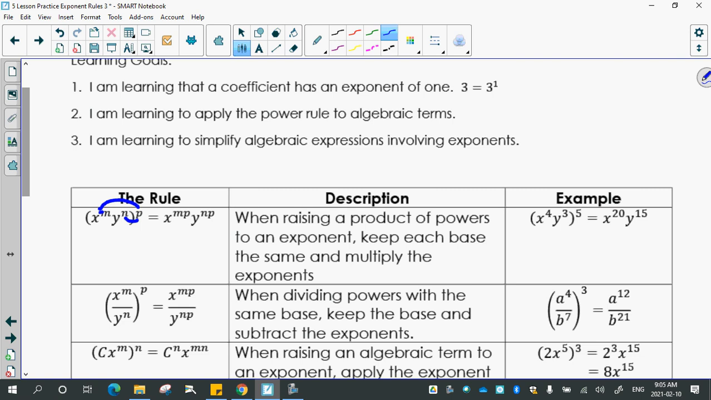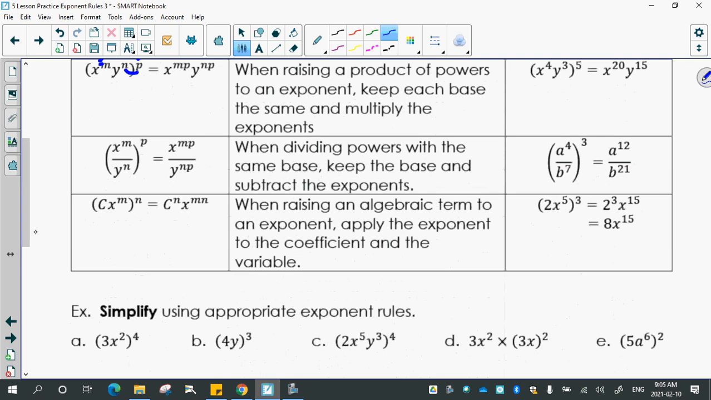So if you have x to the fourth, y to the cubed, all to the fifth, it's x to the 20, and the 20 comes from 4 times 5, y to the 15th, and the 15 comes from 3 times 5. Okay? And same thing with a quotient. All right, when dividing powers with the same base, keep the base and subtract the exponents.